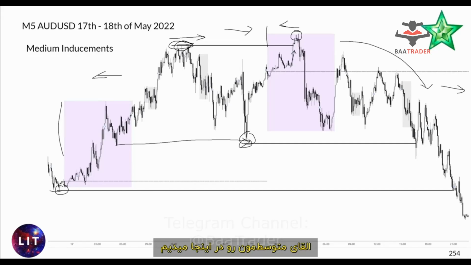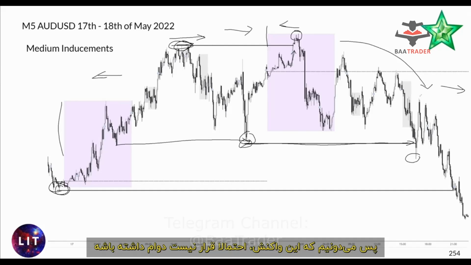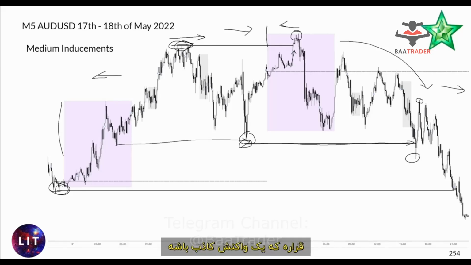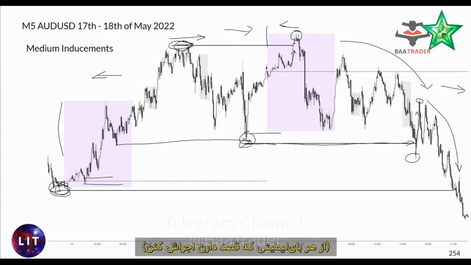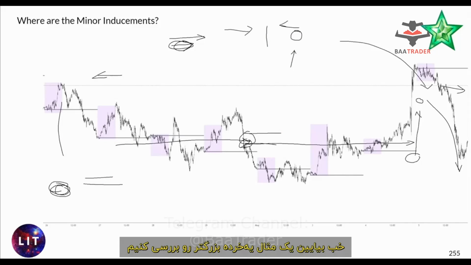We give our medium inducement right here. We give a reaction, but what do we have lower? We have liquidity lower. So we know that this reaction is likely not going to sustain. It's going to be a false reaction for us to overall continue lower. Again, we're dragging people into sells and also taking them out of any buys, any buy limits that they're looking to play. All right, so let's look at a bit of a bigger example.